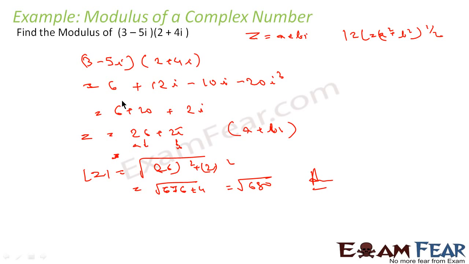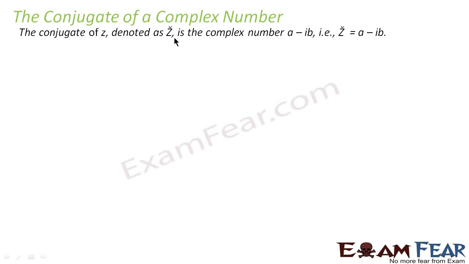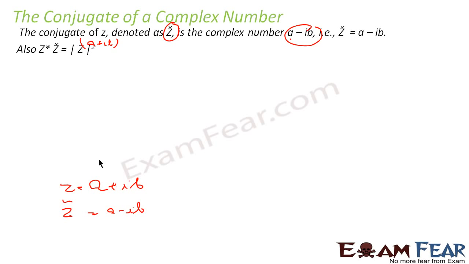Please note, mod of z is equal to root of a square plus b square, where z is equal to a plus bi. Now let me introduce a new term called the conjugate of a complex number. It is denoted by z with a bar sign. For the complex number z equal to a plus ib, the conjugate is a minus ib. So if a plus ib is the number z, then z conjugate is equal to a minus ib.